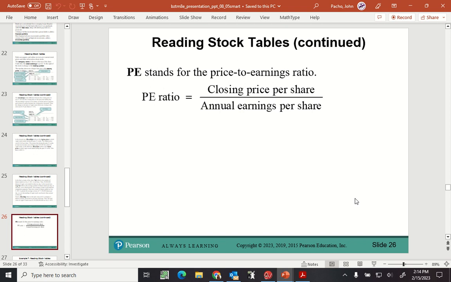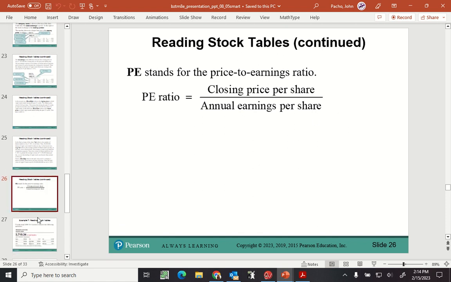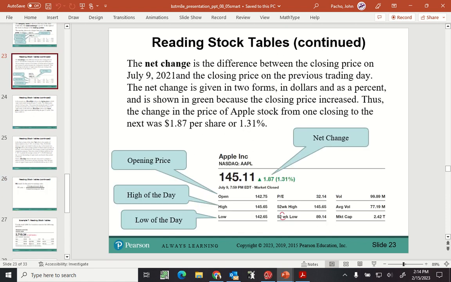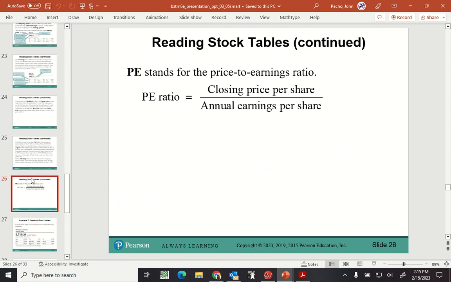Could you show us like a... I'm going to. So if we were to do that, my PE is what numbers? Closing 145 divided by what? Annual earnings per share.